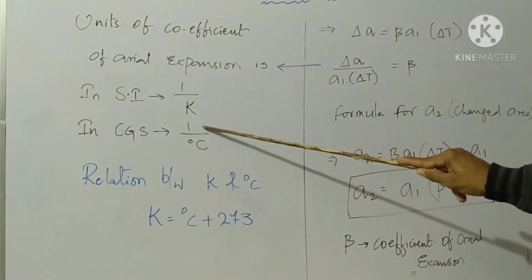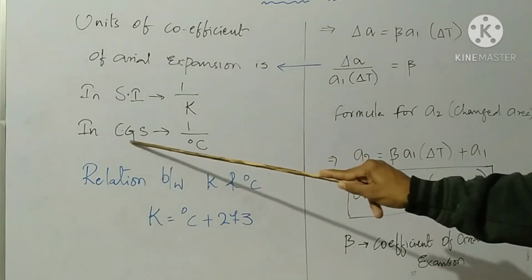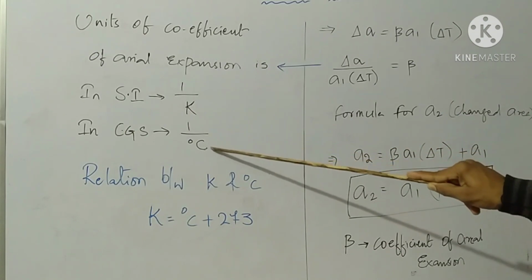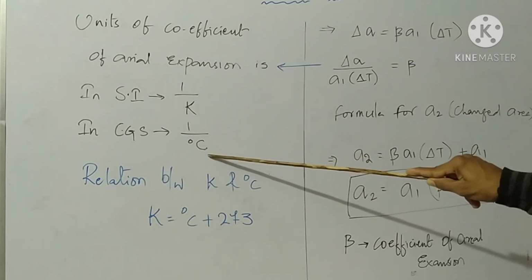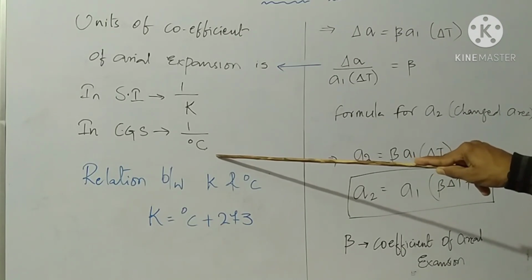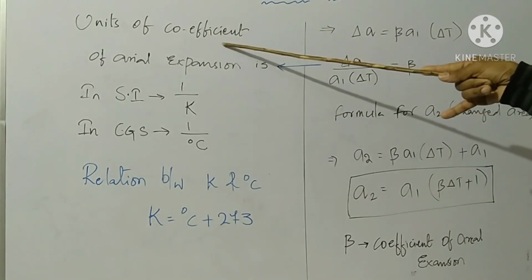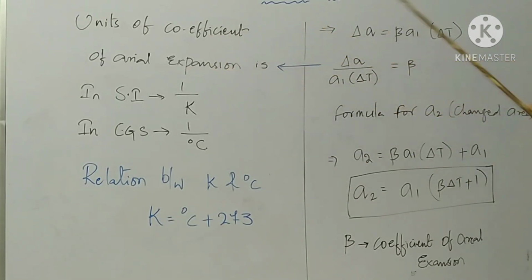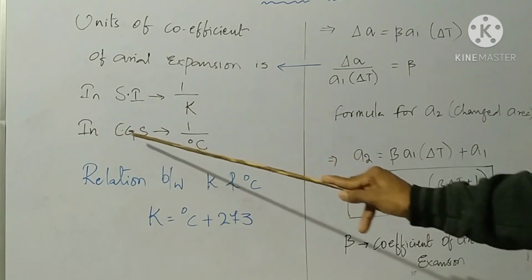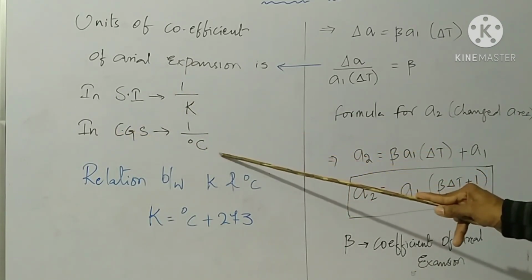In CGS units, meaning centigrade gram second, the units are 1 by degree centigrade or degree Celsius. So the units of the coefficient of areal expansion, beta, are: in SI units 1 by Kelvin, in CGS units 1 by degree centigrade.